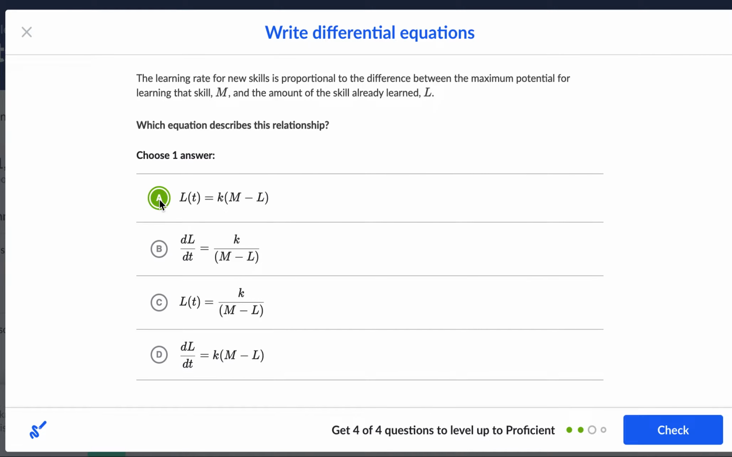Looks like that. Oop, that's not it because we want the rate of change. Whoop, that's not it either. It's going to be D. It's the rate of change then with a constant times that difference there.